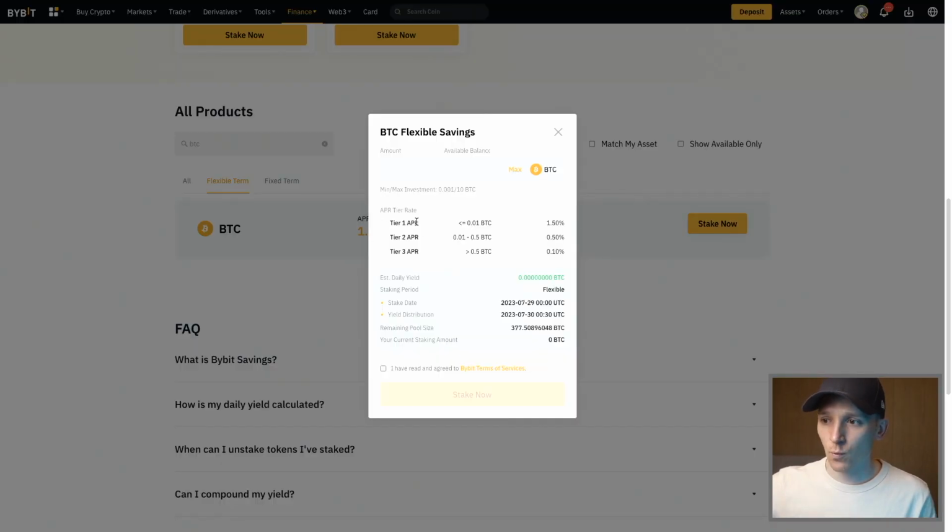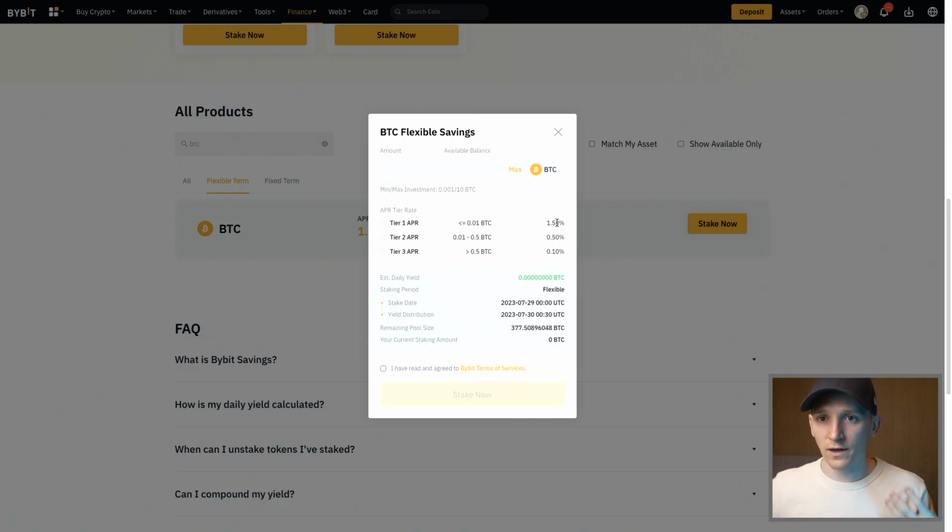So you can see the tier 1, if you're lending 0.01 BTC or below, you get 1.5%, and then the APY goes down dependent on what tier that you're in. Now the APY or APR is a yearly figure. So if you did this for 12 months, you would get 1.5% over that 12 months, not per day or anything like that. You have to split this up by 365 or whatever to get a daily figure, or by 12 to get a monthly figure.